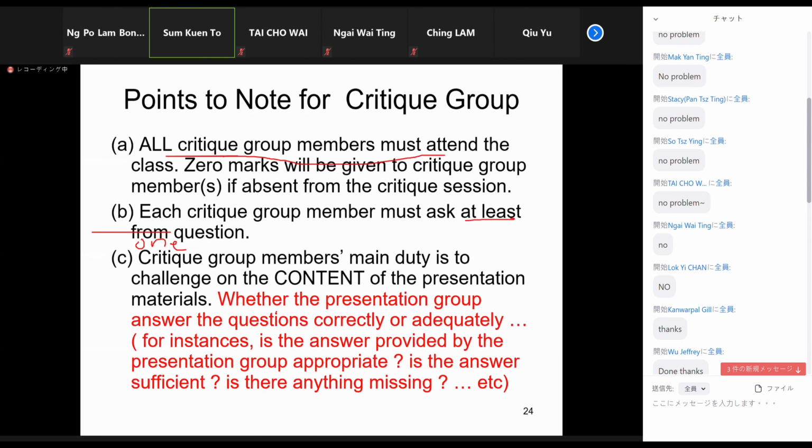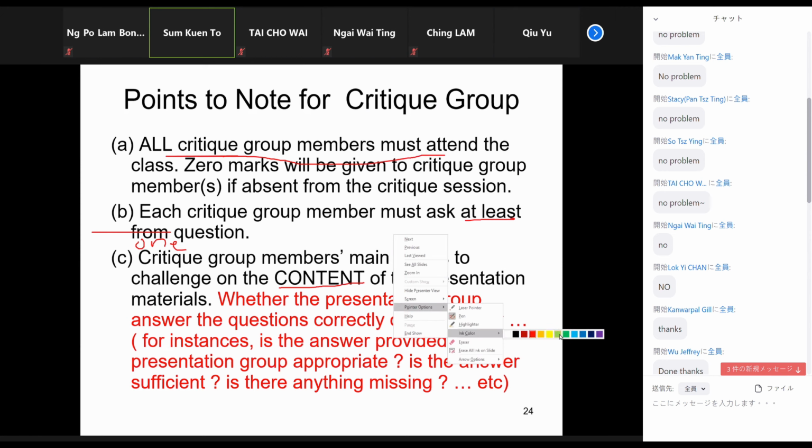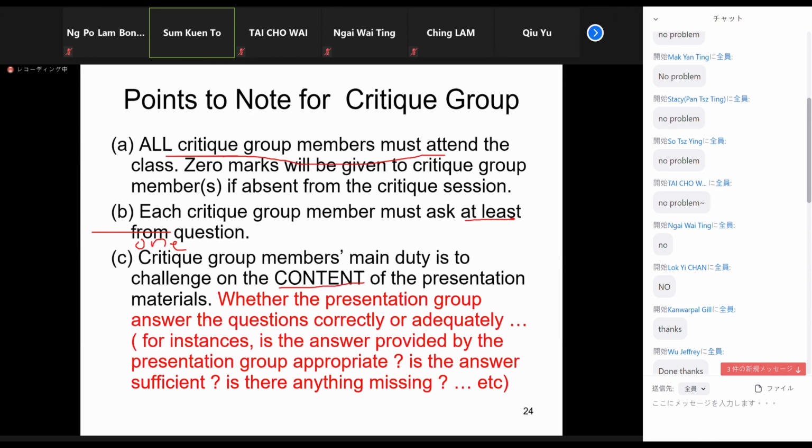All right. And now here's the key point. You need to comment on their content, whether they are doing things correctly. Let me try to use another color. Whether they are doing things correctly, right? And let me tell you, this happened last semester, a few months ago, and it's amazing.